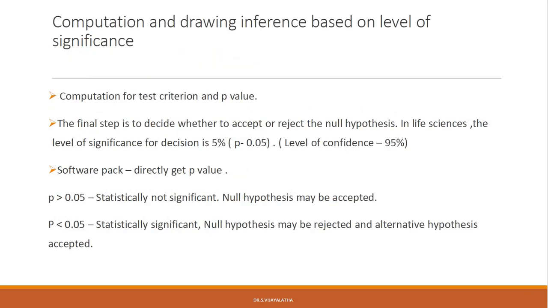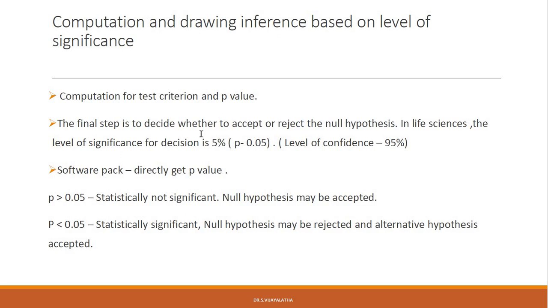Once we have a hypothesis to be tested and we have decided on the suitable test, next we have to compute the test criteria. In the case of t-test, the value calculated will be t value. In ANOVA, it will be an f value. And in chi-square, it will be the chi-square value, which will be calculated using suitable formulae. We can also compute the p value when we do it in a software pack.